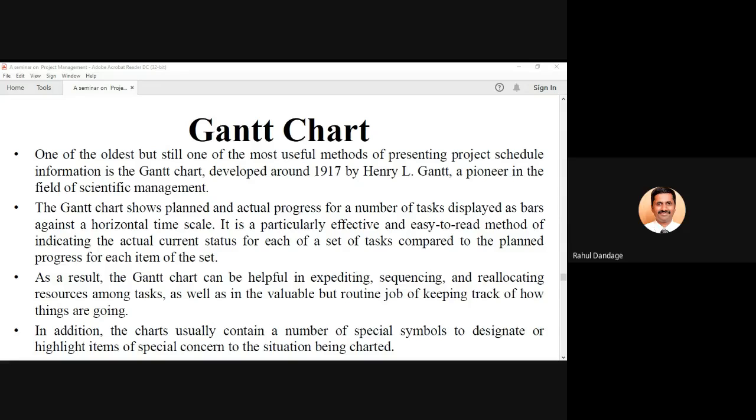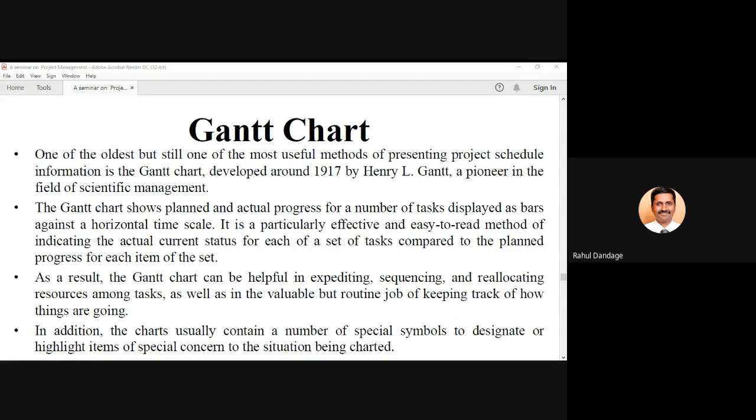So that is also possible, so that you will come to know whether your entire project is going to be completed within the scheduled time, or there are delays in the individual activities, and that will be hampering the overall schedule, overall completion time of your project. As a result, the Gantt chart can be helpful in expediting, sequencing, reallocating resources among tasks, as well as in the valuable but routine job of keeping track of how things are going.